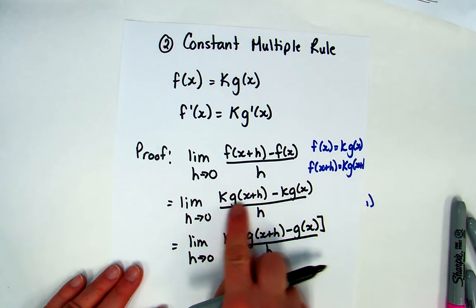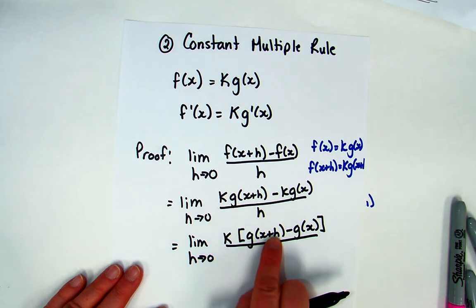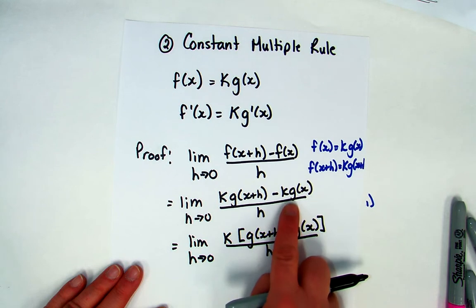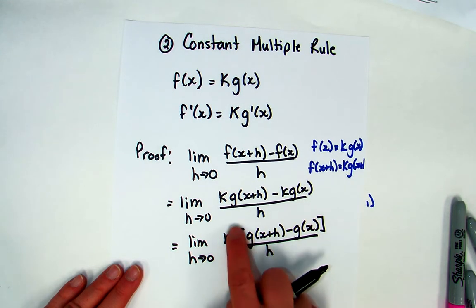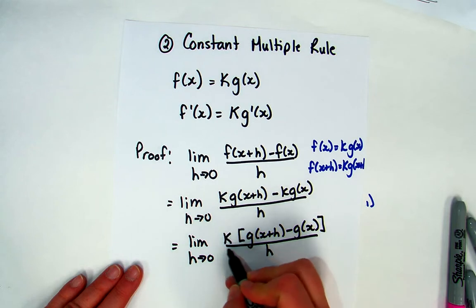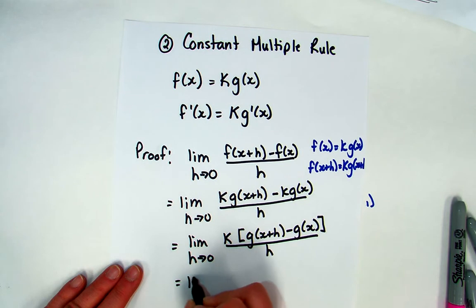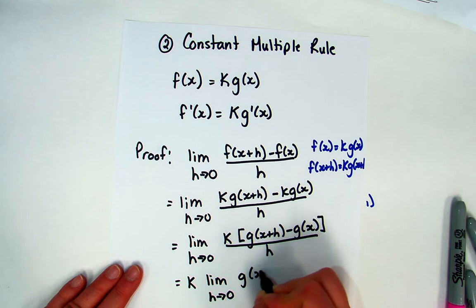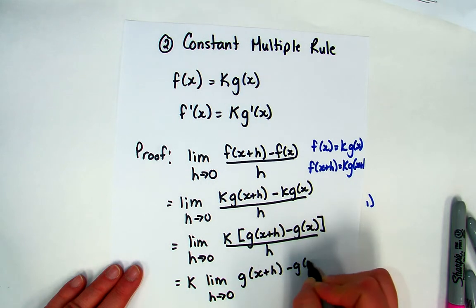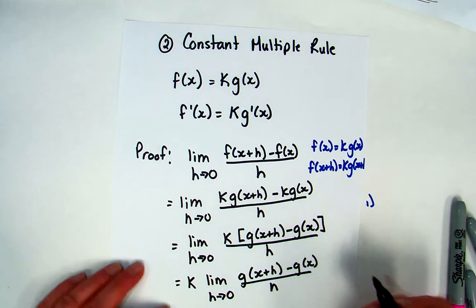So if I take a k out of g at x plus h, I'm left with g at x plus h. If I take a k out of k g at x, I'm left with g at x. And now I have this k. Remember, this k is representing any number, so it's a constant. There's no h involved with that k, so I can actually bring the k out in front of the limit notation. It does not have an h, so k will not change as h goes to 0.